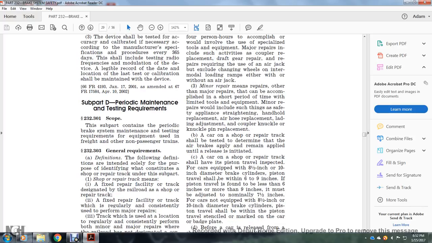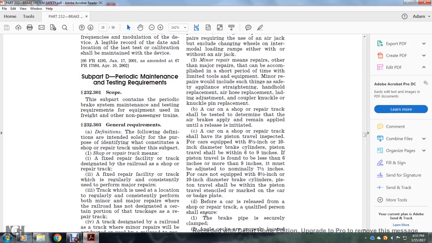A car on a shop or repair track shall be tested to determine that the air brakes apply and remain applied until release is initiated. A car on a shop or repair track shall have its piston travel inspected. For cars equipped with an 8.5-inch or 10-inch diameter brake cylinder, the piston travel shall be within 6 to 9 inches. If the piston travel is found to be less than 6 inches or more than 9 inches, it is to be adjusted to nominally 7.5 inches. For cars not equipped with an 8.5-inch or 10-inch diameter brake cylinder, the piston travel shall be within the piston travel stenciled or marked on the car or badge plate.